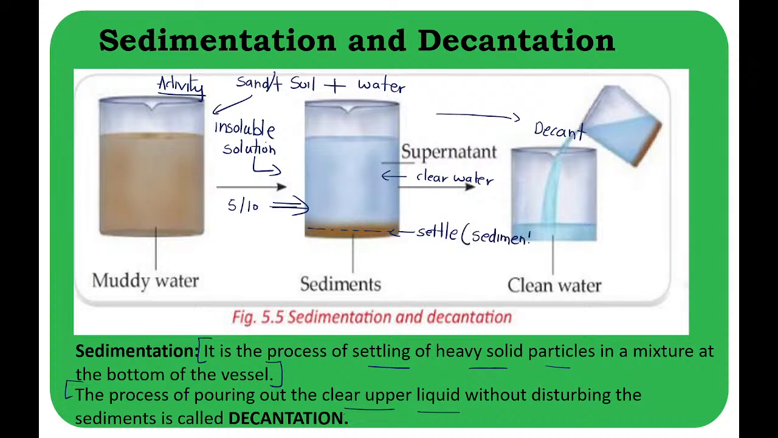So when you slowly decant only the clear water into another container without disturbing the sediment, the method is called decantation. Decant means empty it in another container. So, sedimentation, decantation. What is sedimentation? If the mixture is muddy water or soil mixed in water, you allow it to settle for some time. That method is called sedimentation. The heavy particles settle, and you will have clear water. This clear water you pour into another container. This pouring of clear water into another container is called decantation.